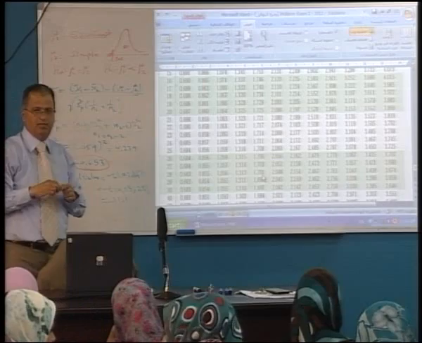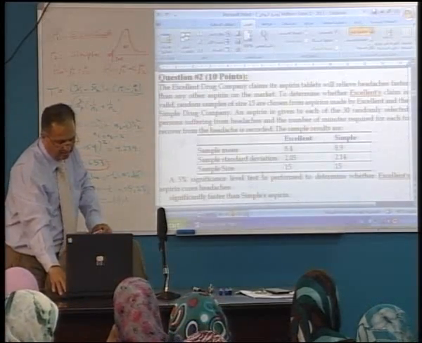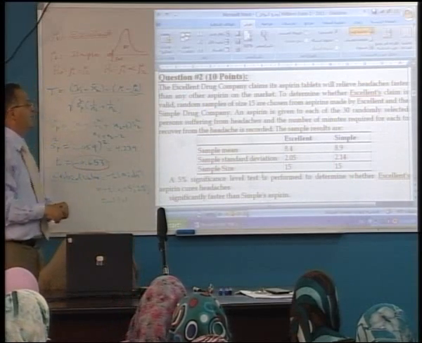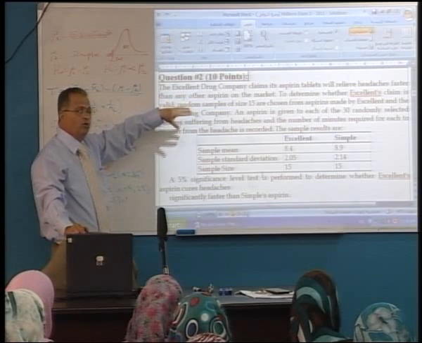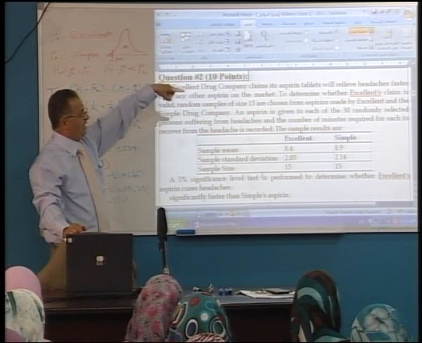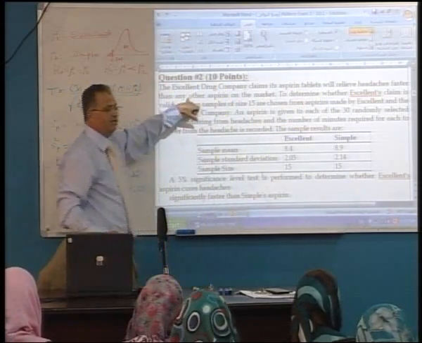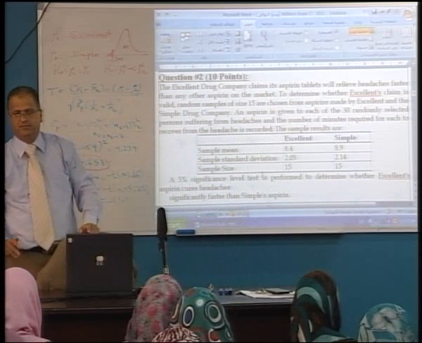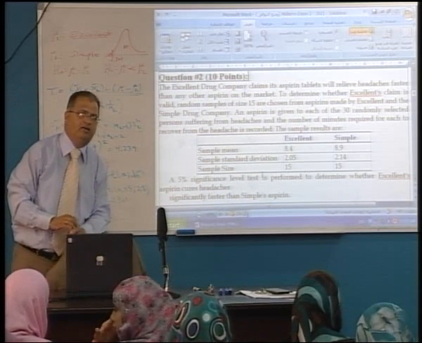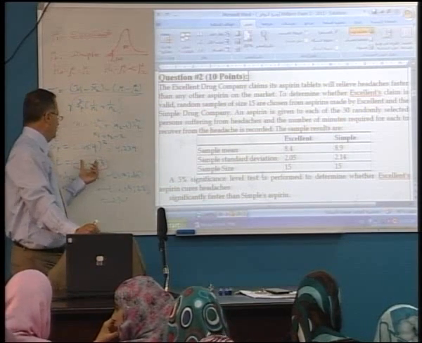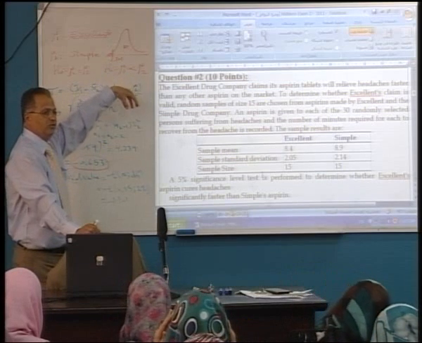So the answer is we don't reject the null hypothesis. That means we don't have sufficient evidence to support the excellent drug company claim, which states that their aspirin tablets relieve headaches faster than the simple one. So that's by using a critical value approach, because this value falls in the non-rejection region, so we don't reject the null hypothesis.